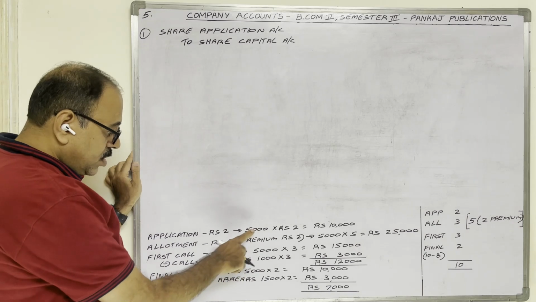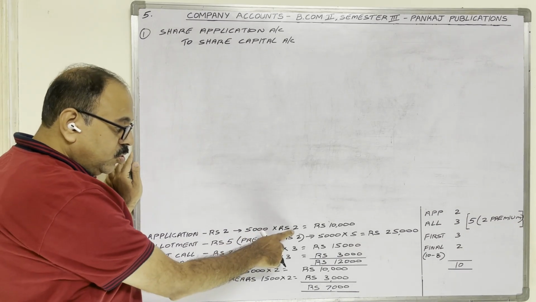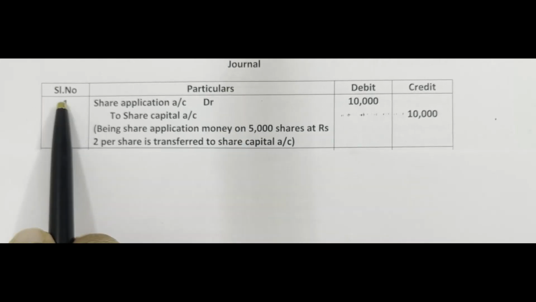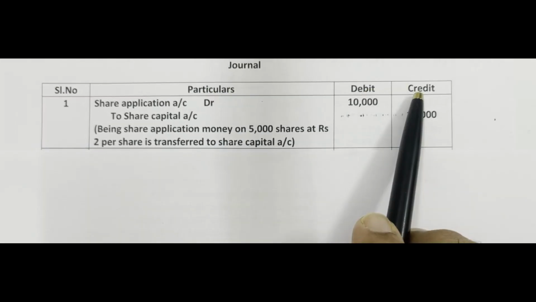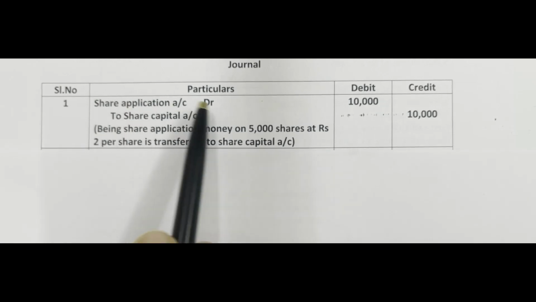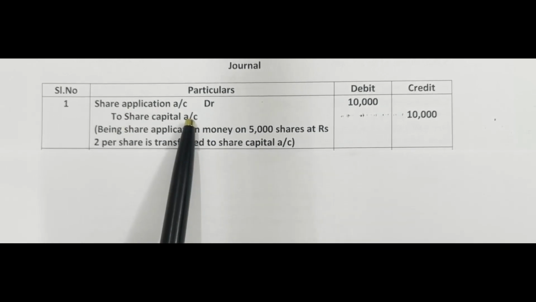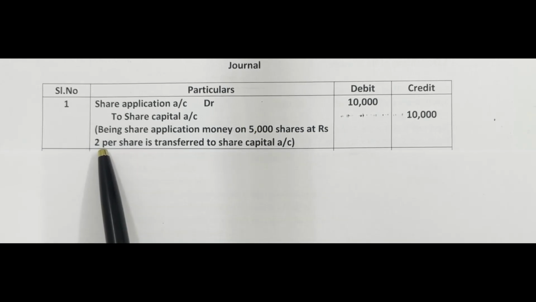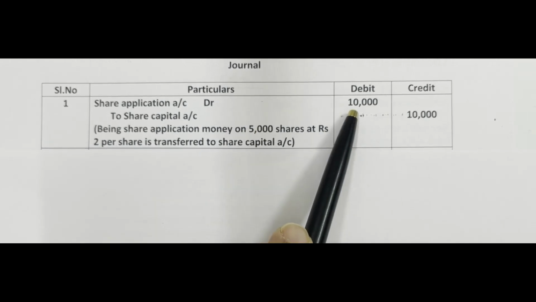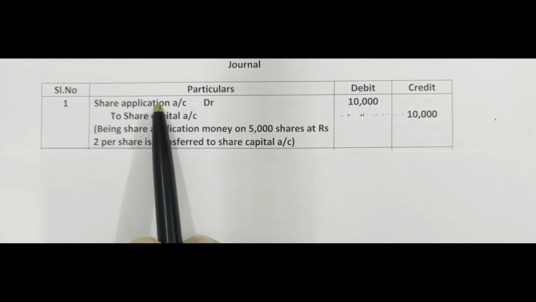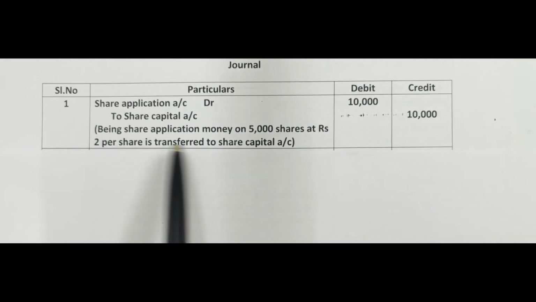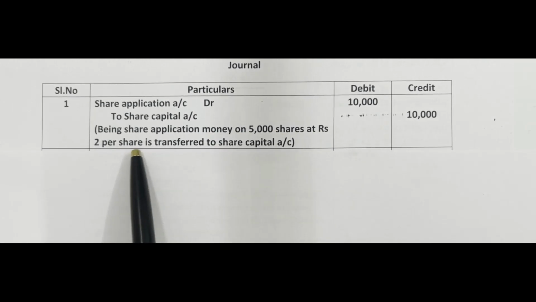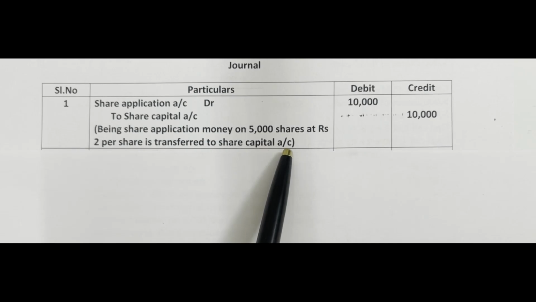Amount: 5,000 shares into 2 rupees each, 10,000. See, this is a journal format: serial number, particulars, debit, credit. First entry, share application account debit to share capital account. Narration: 5,000 shares at the rate of 2 rupees each, 10,000 we are transferring from share application account to share capital account. Write that: Being share application money on 5,000 shares at 2 rupees per share is transferred to share capital account.